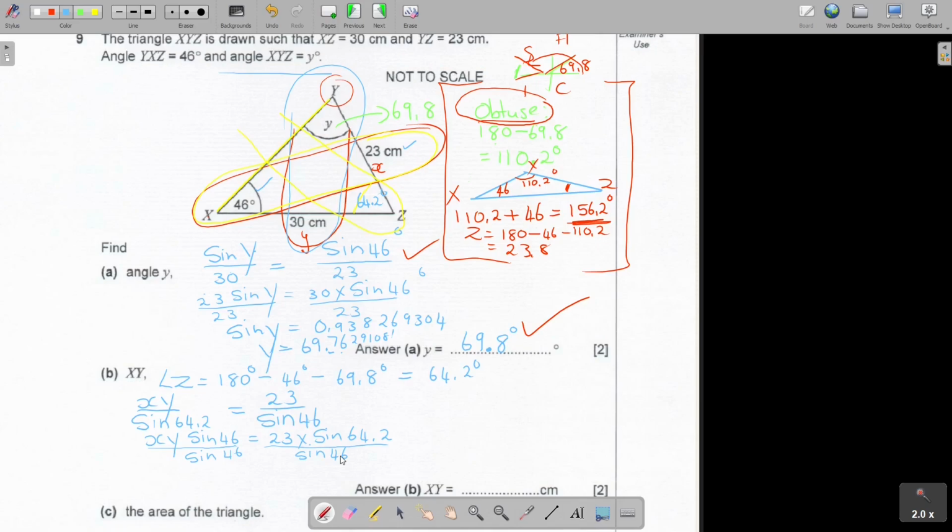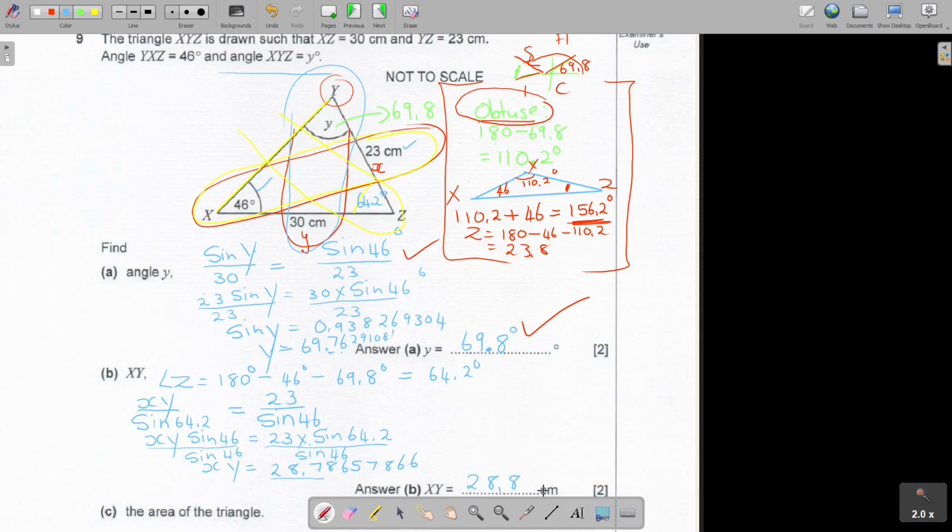I press that on the calculator. So I press 23 multiply sin 64.2 equals, and I prefer equals, divide, although it's not necessary, divide sin 46 equals. And don't forget that they said write the full calculator display. So XY is equal to 28.78657866. And if you approximate it to three significant figures, that 8 makes that 7 also an 8. So it's 28.8. And luckily they gave you the unit.